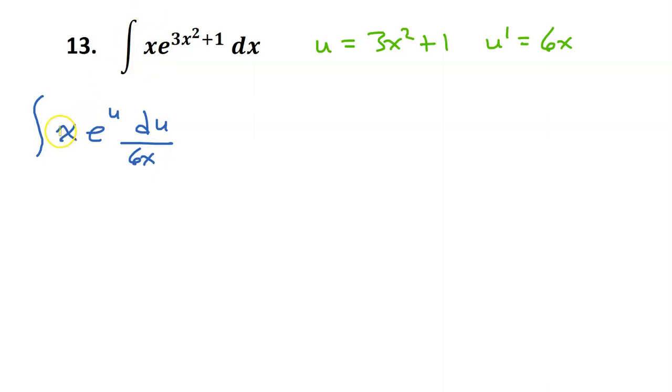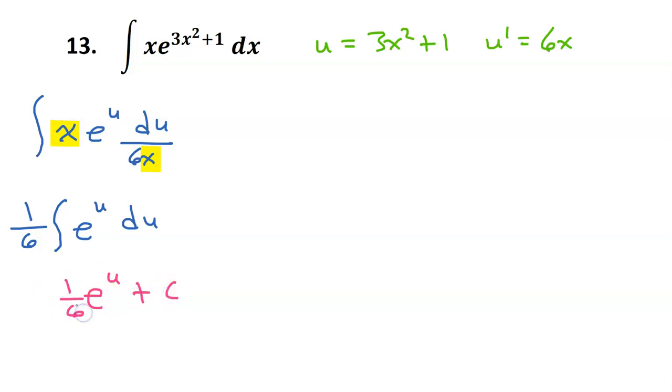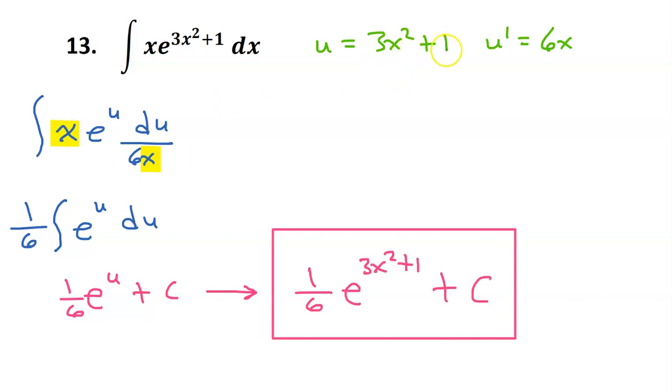We notice that we have x in the numerator and x in the denominator. Those will cancel each other out. The 6 in the denominator can be brought out front as a 1/6. So we have 1/6 the integral of e to the u du. So, memorized rule time. The integral of e to the u du is e to the u plus c. Just don't forget your 1/6. Putting 3x squared plus 1 back in for u, we have the final answer.